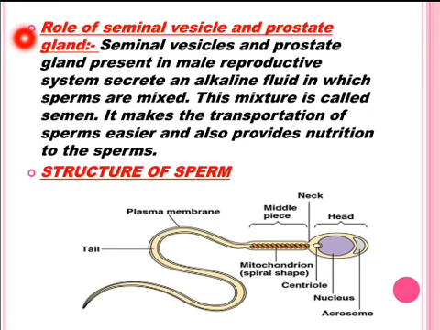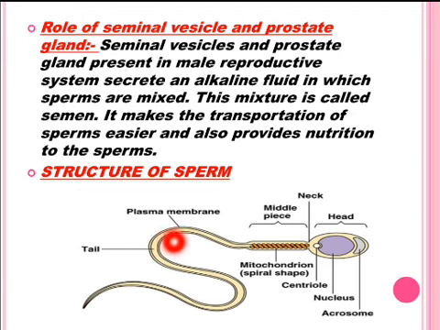Students, let us revise the role of seminal vesicles and prostate gland. You have seen the pair of seminal vesicles and a single prostate gland in the diagram of male reproductive system. Seminal vesicles and prostate gland present in the male reproductive system secrete an alkaline fluid in which sperms are mixed. This mixture is called semen. It makes the transportation of sperm easier and also provides nutrition to the sperms.